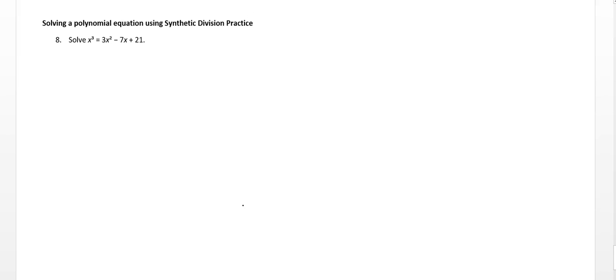All right, now this time we're going to practice our synthetic division skills. This will actually solve by factoring, but I want to practice our synthetic division. So we're going to set this equal to 0, just like we would in any case.